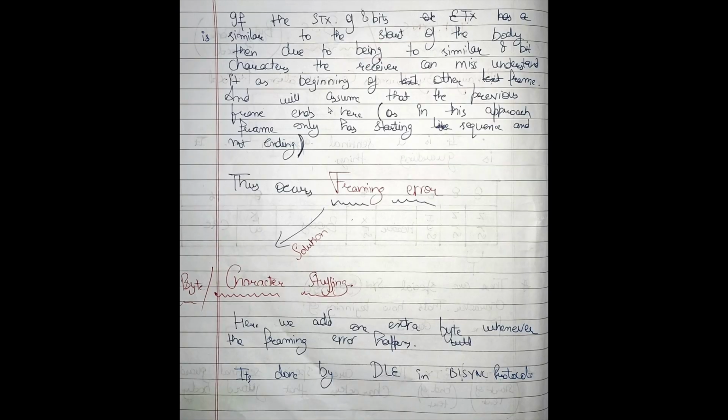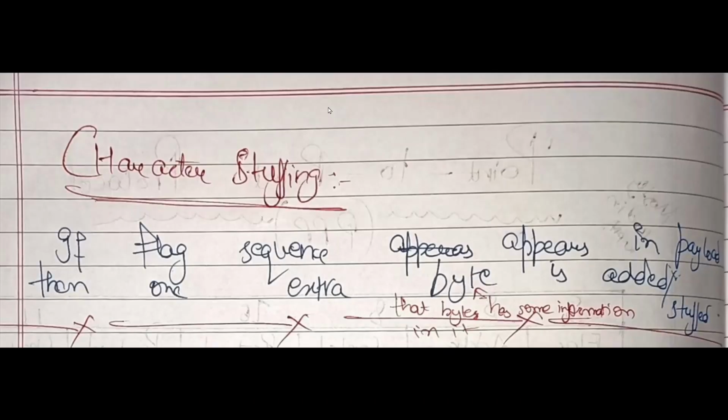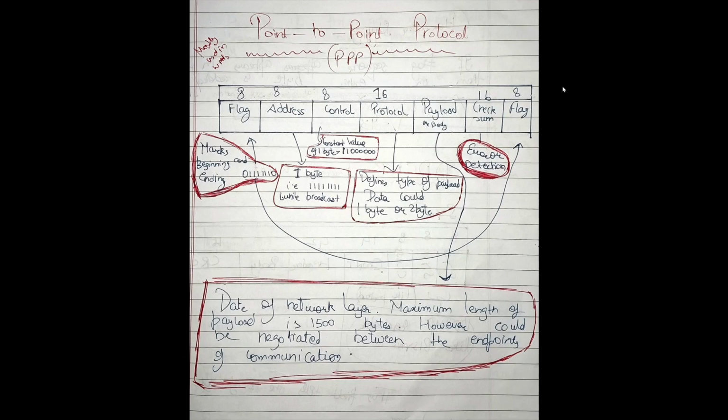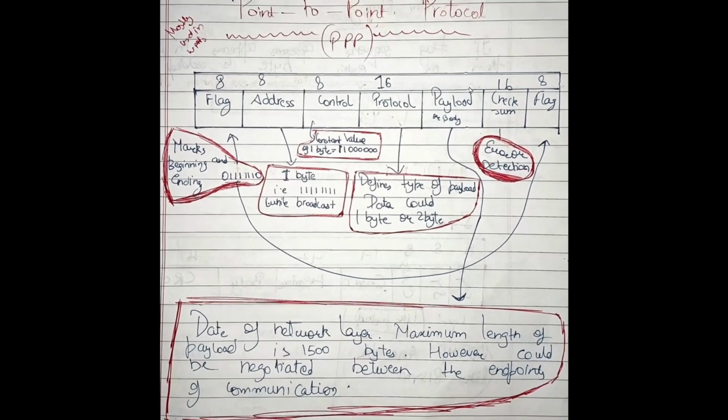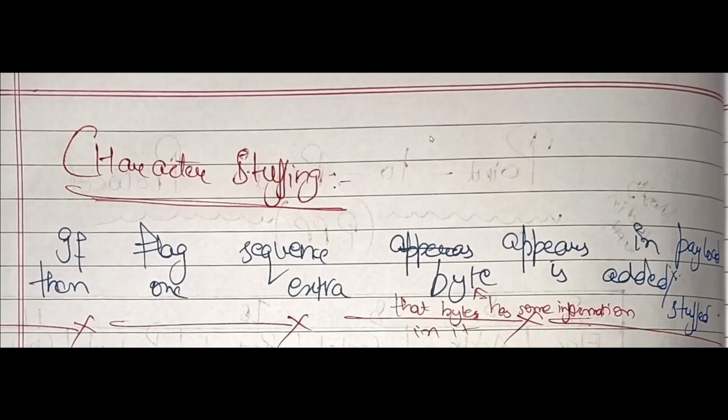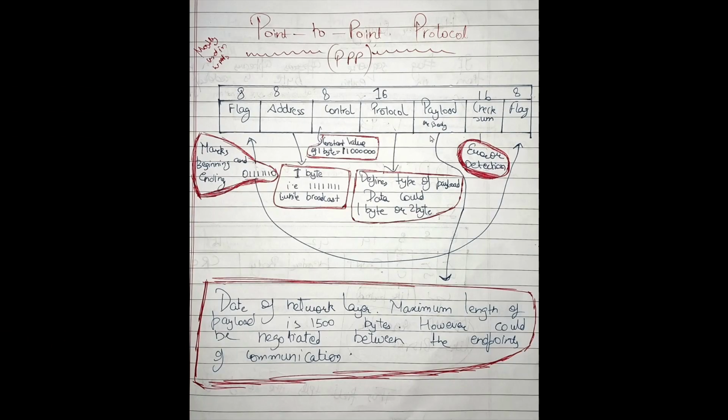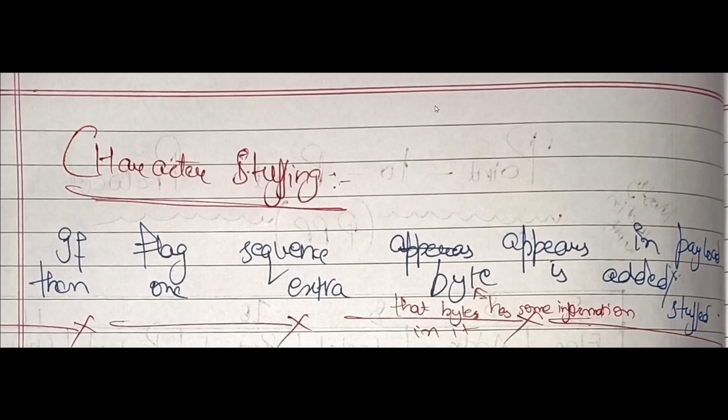We read about BISYNC protocol, we read about PPP protocol. Now suppose if flag sequence appears in payload, then one extra byte is added. Now if this flag sequence, that is 0 1 1 1 1 1 1 0, happens to appear somewhere here, then it will lead to framing error, right? How do we deal with that? So to deal with that, an extra byte, not bit, it's byte, extra byte will be added. That byte will be having some information regarding it.